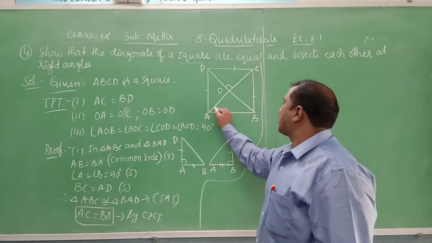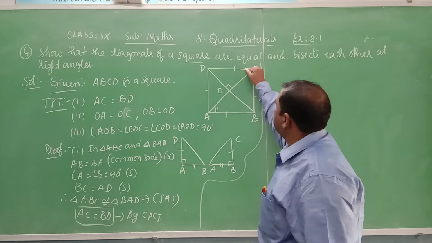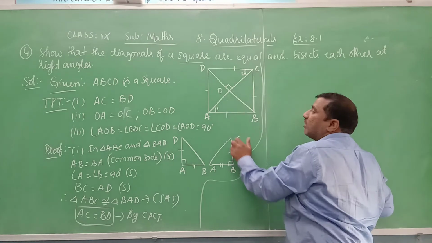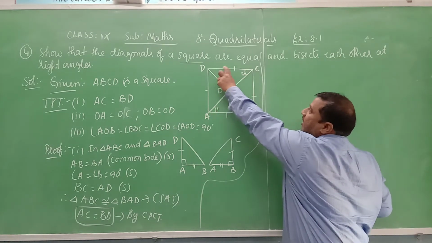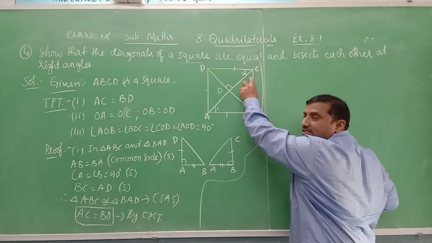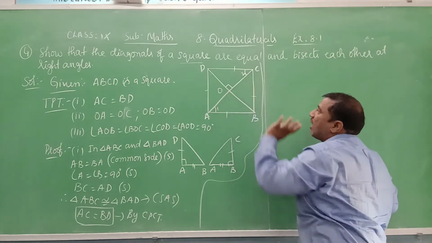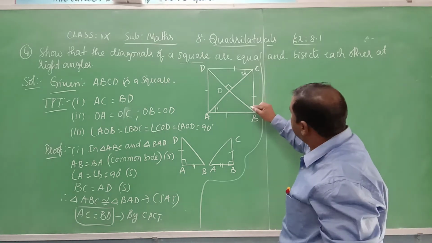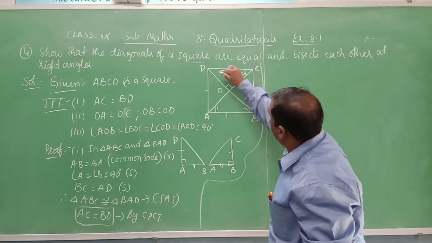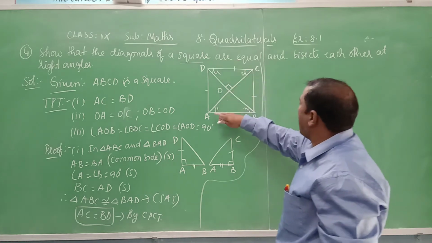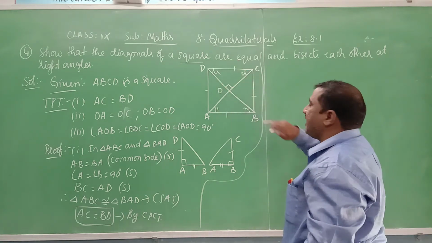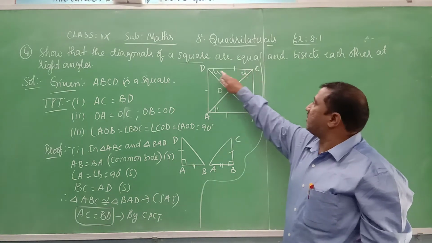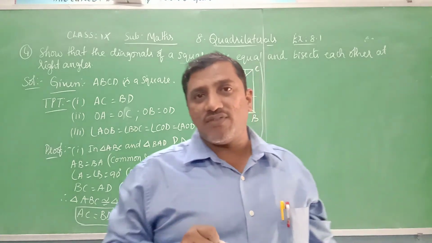As ABCD is a square, this is angle 1 and it is angle 2. What about these two angles? ABCD is a square, means it is a parallelogram. Therefore, AB and CD are two parallel sides. AC is the transversal. Therefore, angle 1 is equal to angle 2, alternate interior angles. Similarly, angle 3 is equal to angle 4. Same concept as AB is parallel to CD and BD is the transversal. Now these two angles are equal and AB is equal to CD, that is the sides of the square.